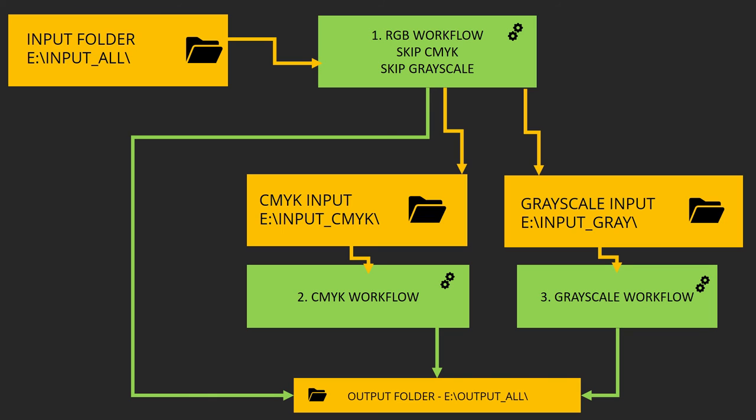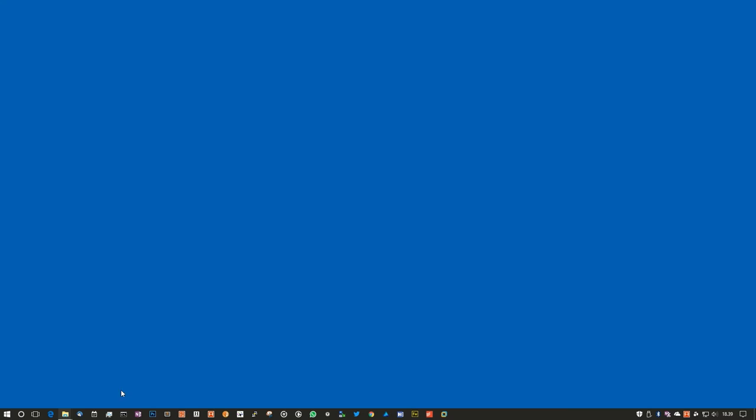So we need 3 workflows. First we have this input all folder, and then we have one workflow for RGB images, and this workflow is skipping CMYK and grayscale images, and it is moving them automatically to CMYK input and grayscale input folders. And then we have workflows for CMYK and grayscale. And at the end, all these files are saved to the output folder. With this setup, you can have specific settings for RGB, CMYK and grayscale files.